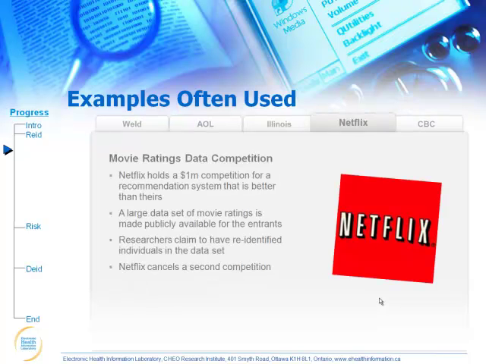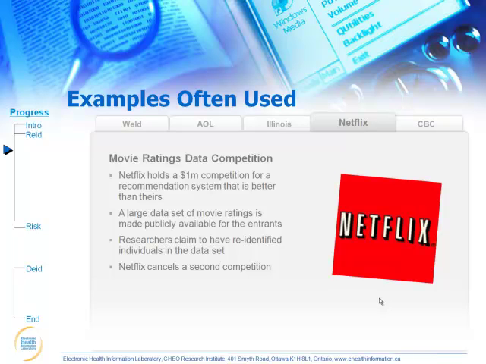Another example, which is again often cited, is Netflix. In that case, Netflix posted data on a large number of its customers' movie ratings online, and they had a $1 million competition for analysts to build data mining models for a recommendation system that beats Netflix's current recommendation system. So when you go to Netflix, when you watch a movie, it tells you other people like you also liked that movie.